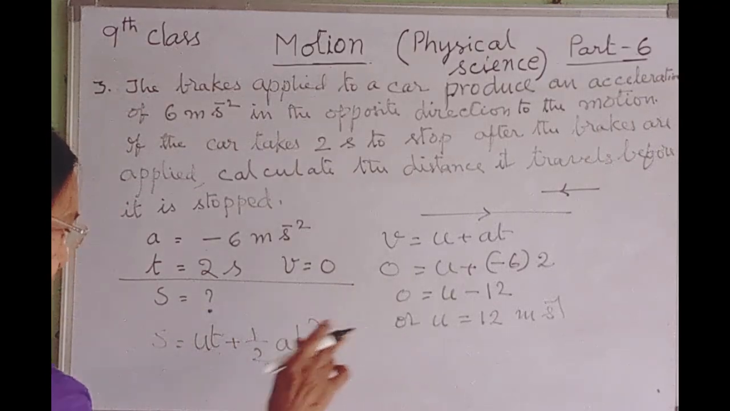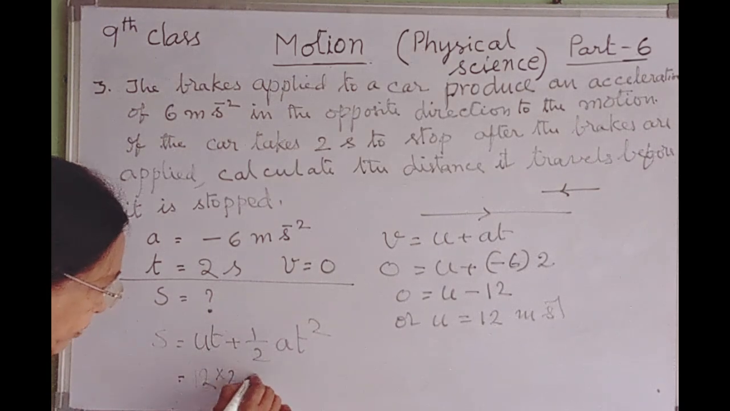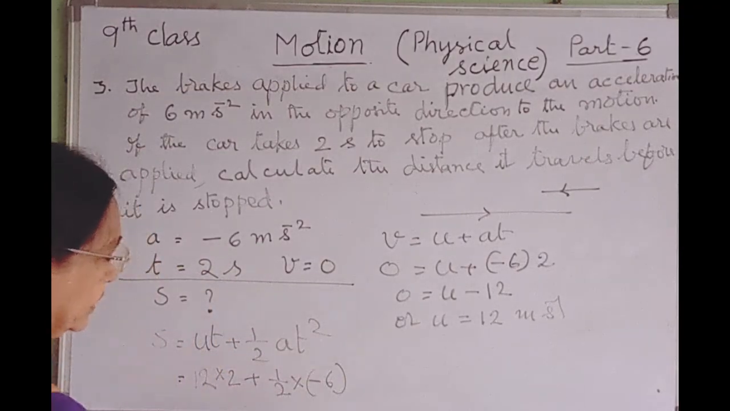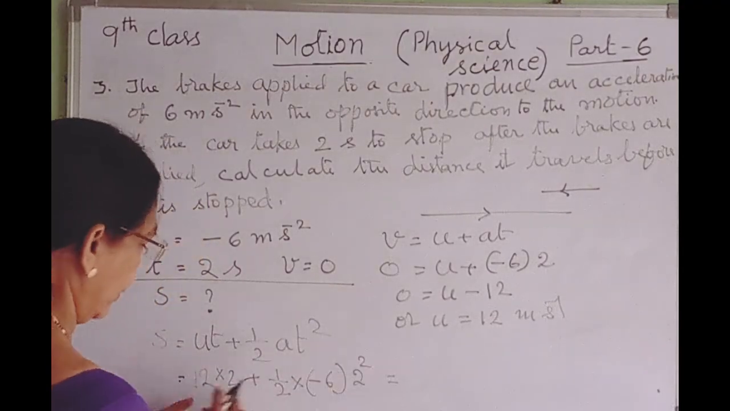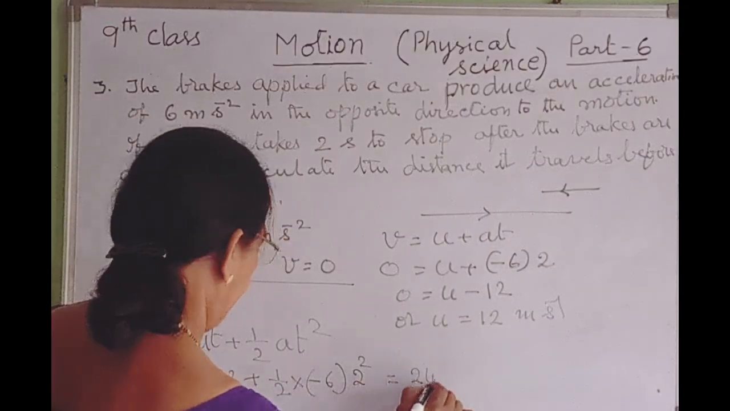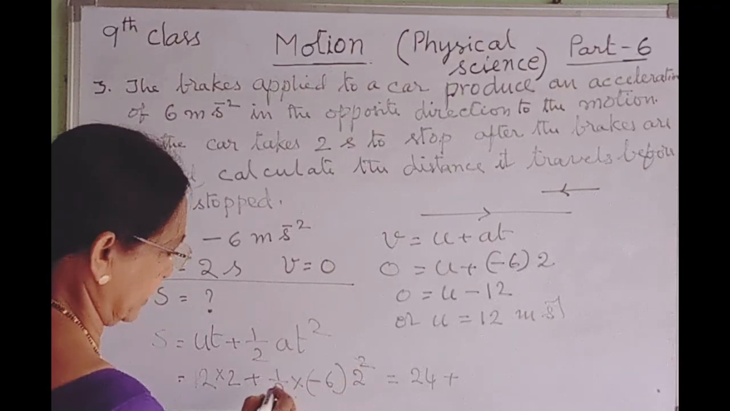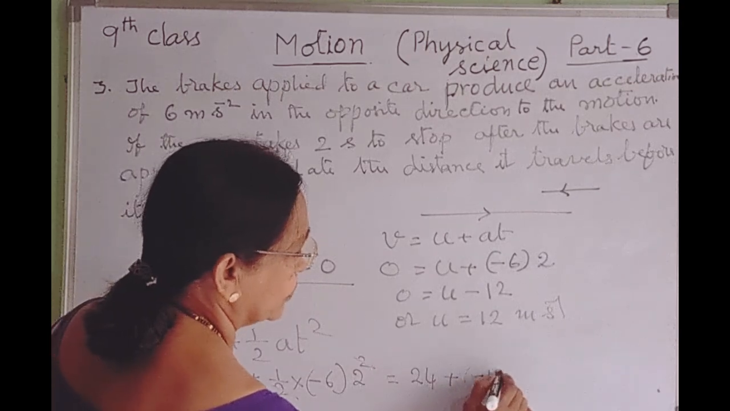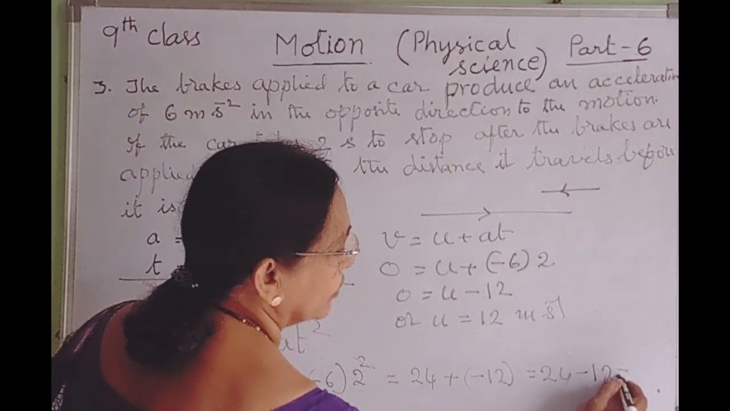Now substituting these values in this equation, u is 12, t is 2 seconds, plus half a, which is minus 6, t square, 2 square. So this is equal to 12 into 2 is 24, plus 2 into 4 by 2. So one 2 we can cancel. Then we have minus 6 into 2, which is minus 12. That is equal to 24 plus or minus 12, which is equal to 12.